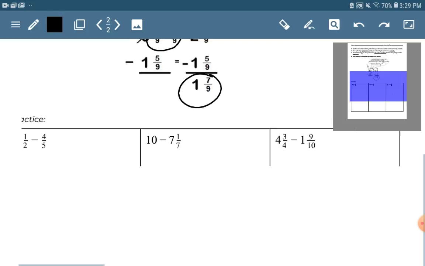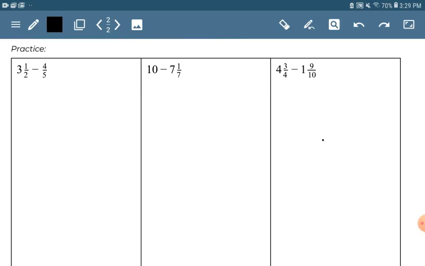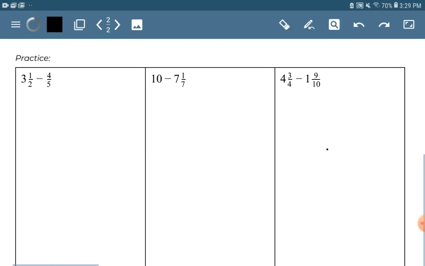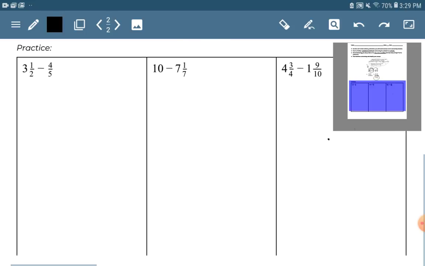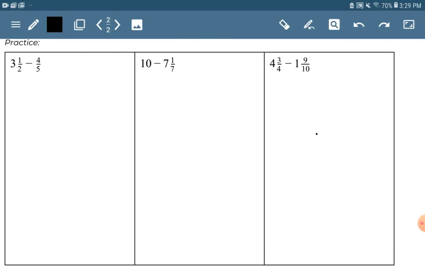We're going to practice borrowing a couple of times on the bottom. We're going to start with 3 1/2 minus 4/5. Just like on the other side, I'm going to write it vertically. So I'm going to write 3 1/2 on the top minus 4/5 on the bottom.